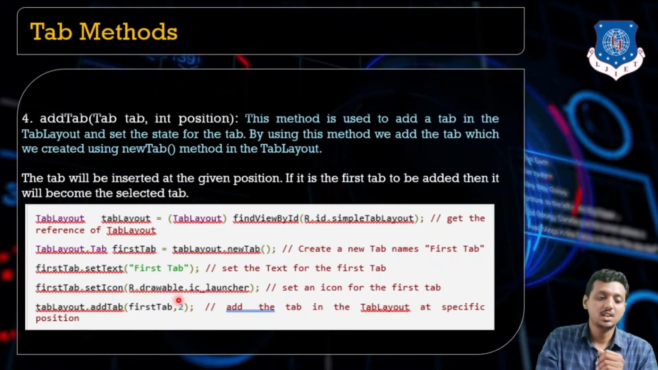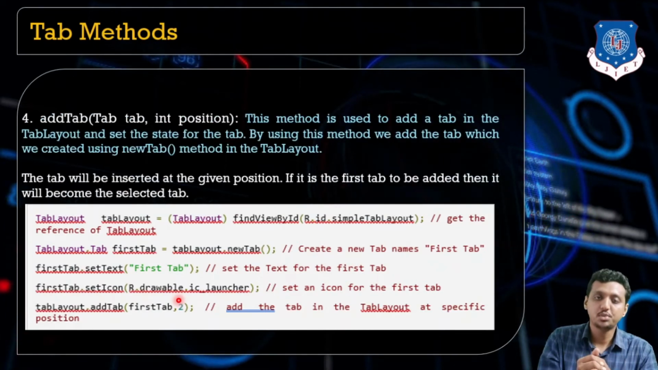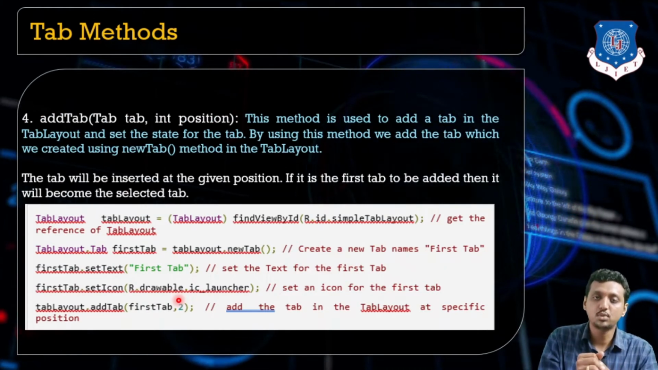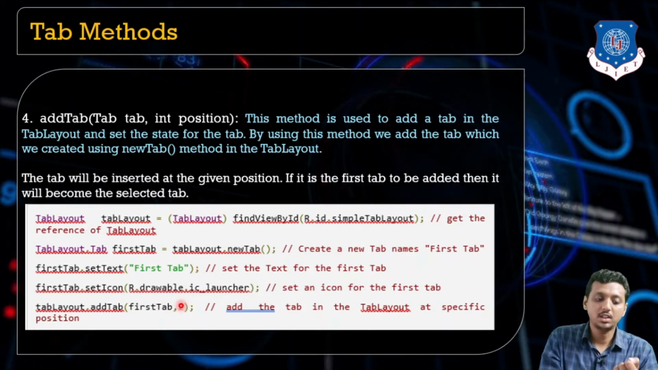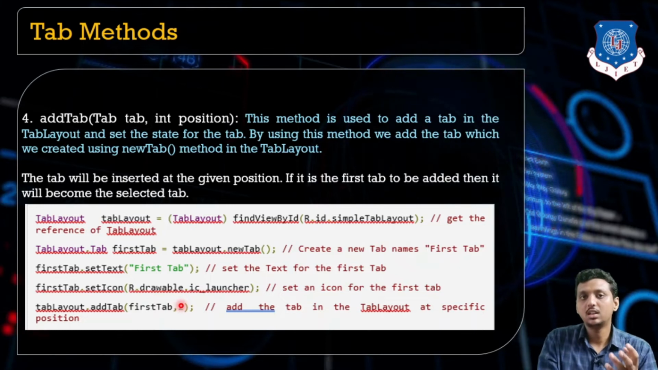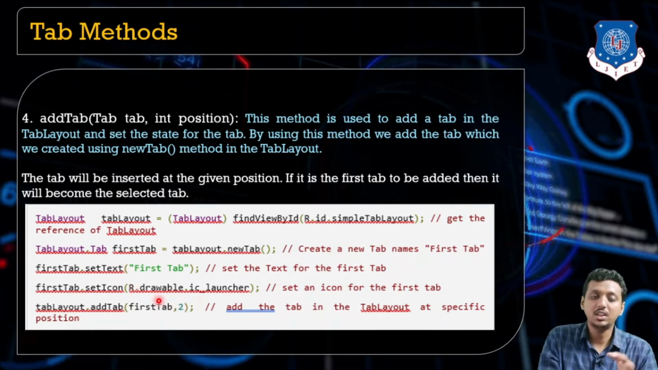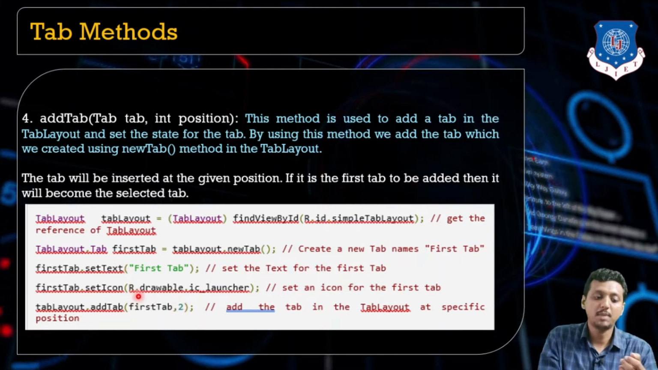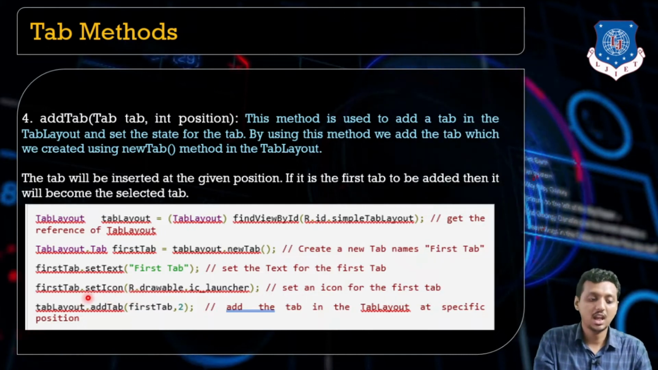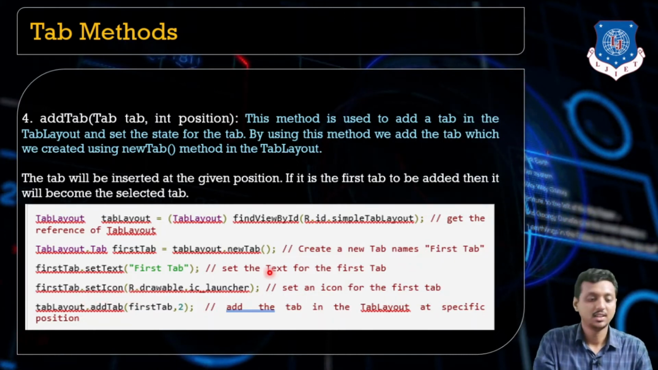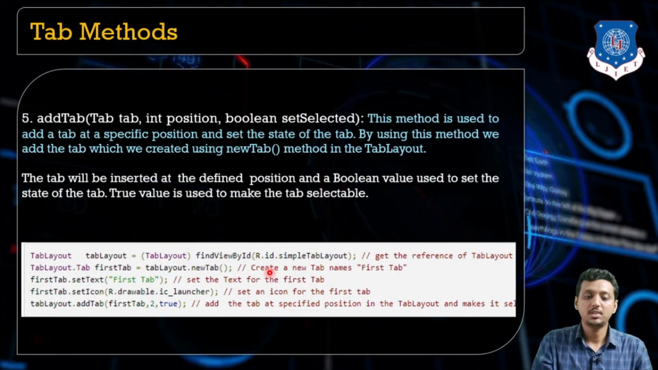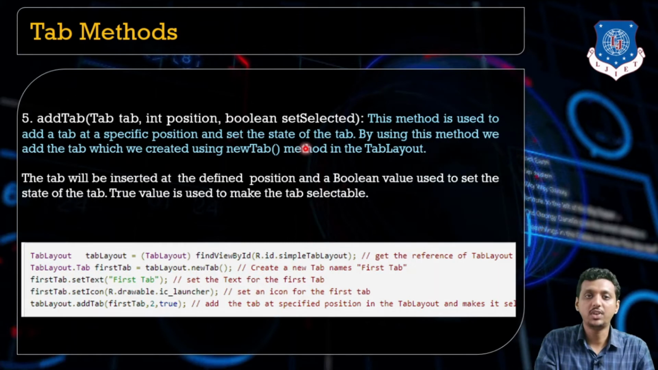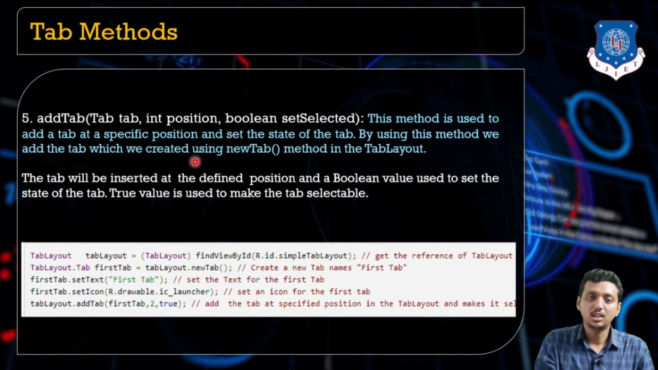Next method is addTab with position. So you can also define the position of the tab, which is also a parameter over there. So this is the parameter. If you want to add an icon instead of the text, then you can also set the icon by calling the method firstTab.setIcon. Fine.